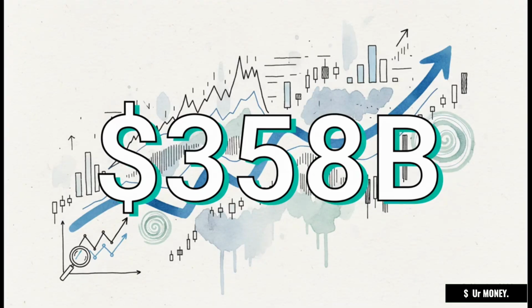Take a look at this number, $358 billion. That's the estimated amount retail traders lost in 2024 alone. And a huge chunk of that, we're talking about 40%, it all came down to just bad timing. Getting in too late, getting out too early. See, the problem isn't a lack of information. It's the inability to see through all that chaos.